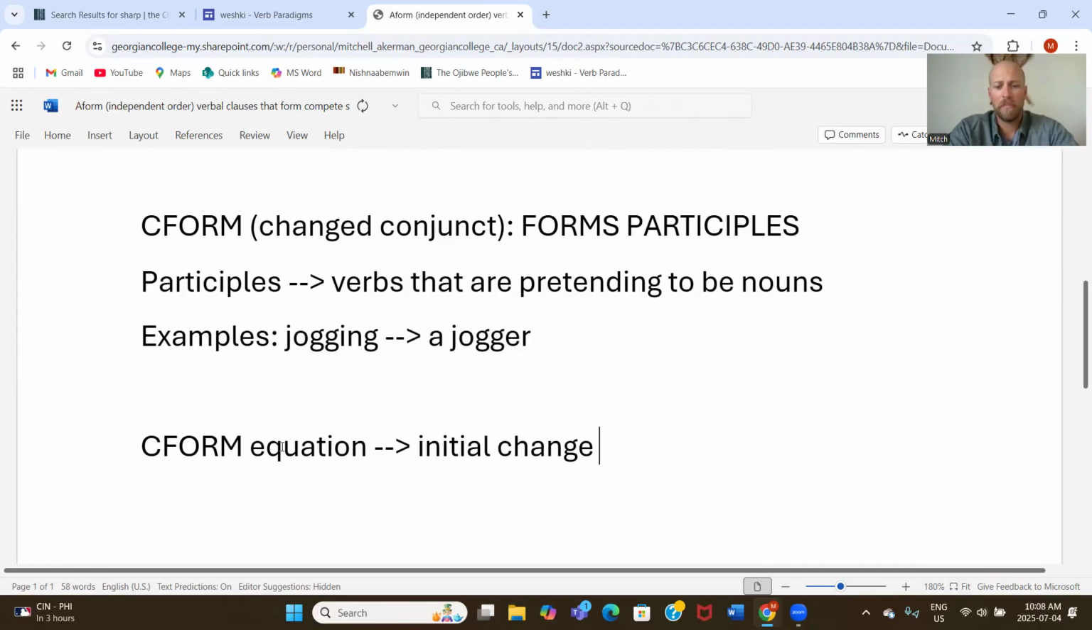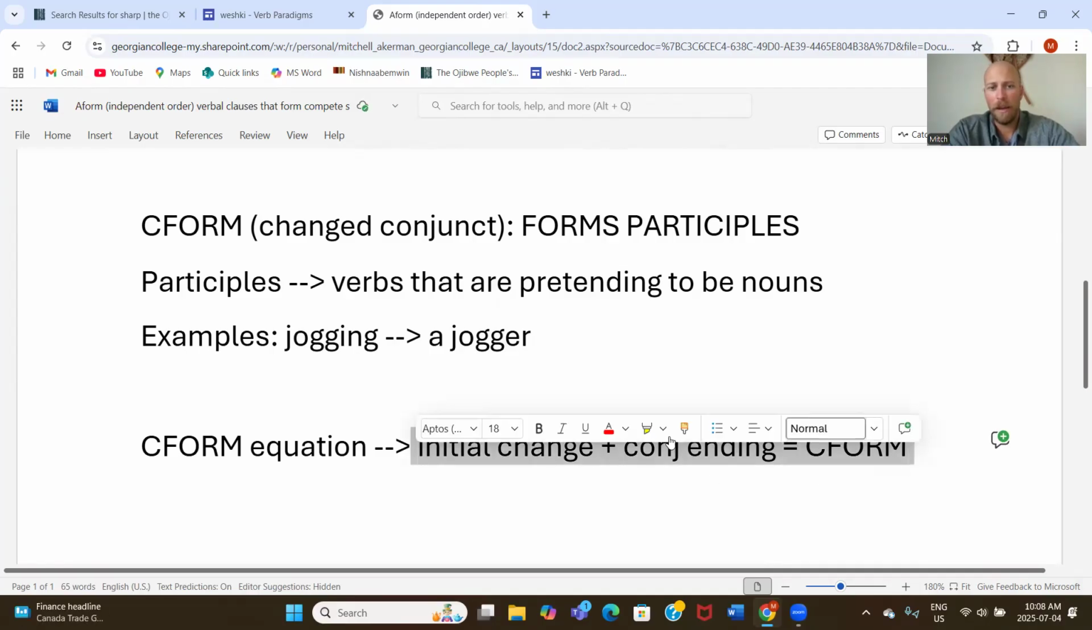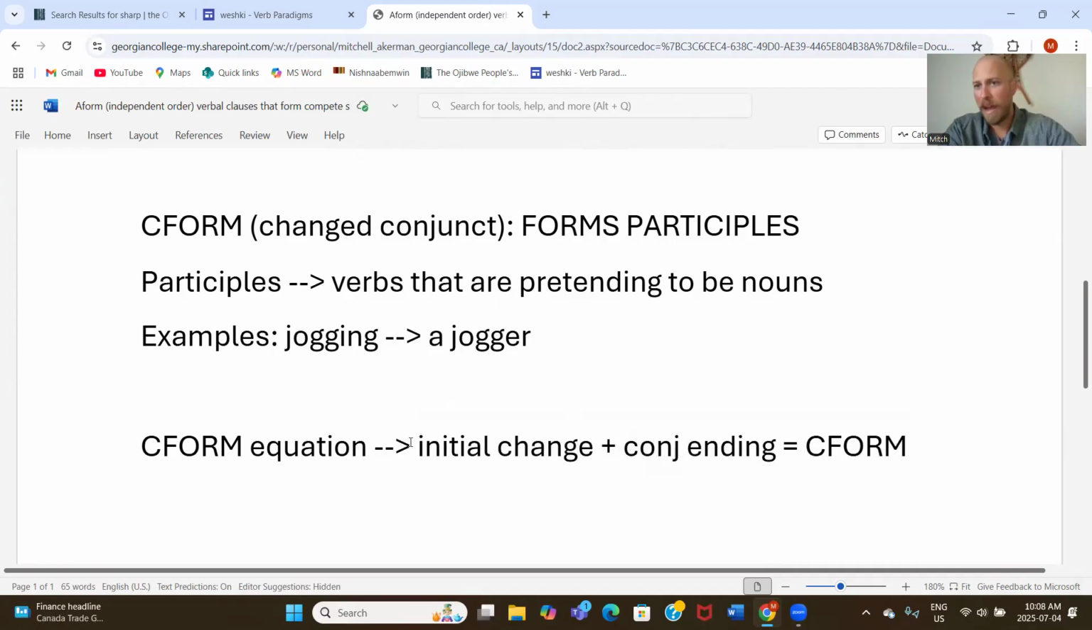Initial change plus conjunct ending equals C form. Imagine it like the equation, like you're in math class and your teacher's like, oh, you get a little cheat sheet and you can write your equations down for the test. This is the equation for the C form test, okay? You have to remember to do initial change up at the front, conjunct ending at the end, and then you've got yourself a C form verb, okay?